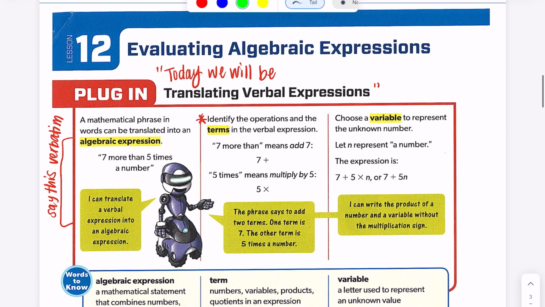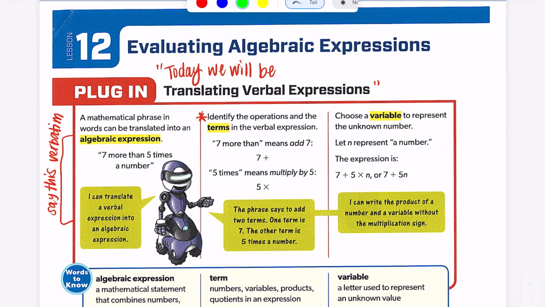This lesson is on evaluating algebraic expressions. It breaks up the lesson into 2 parts. So the first part is translating verbal expressions into algebraic expressions. And then the second part is taking those algebraic expressions and applying them to real world scenarios.